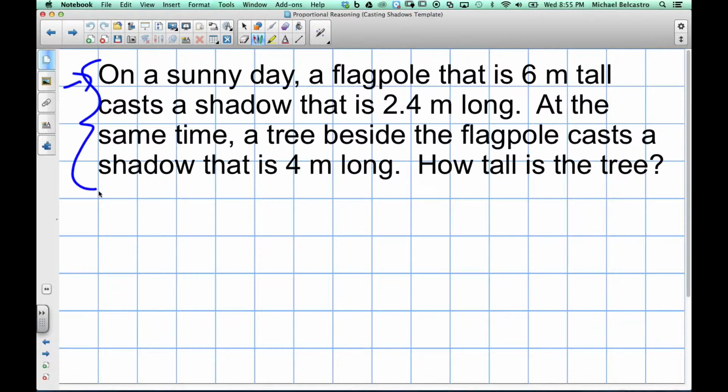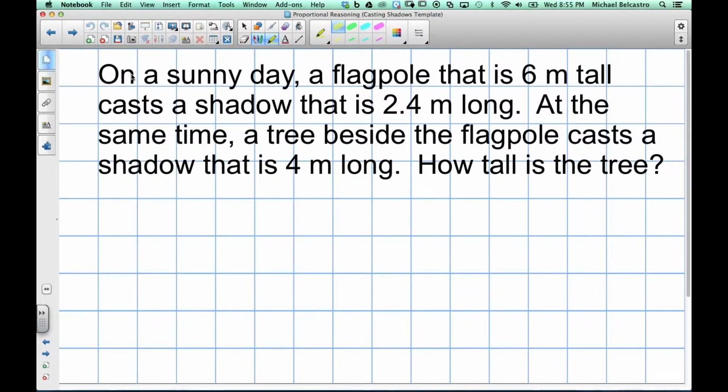Whenever we have a word problem, it's good to read through it once, then read through it a second time and highlight what's important. On a sunny day, a flagpole that is 6 meters tall casts a shadow that is 2.4 meters long. At the same time, a tree beside the flagpole casts a shadow that is 4 meters long. How tall is the tree?